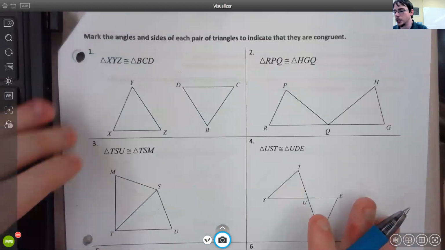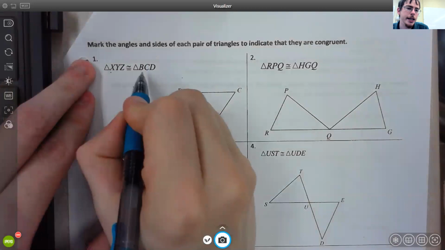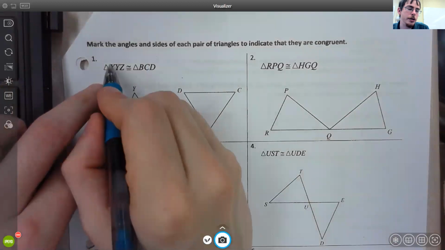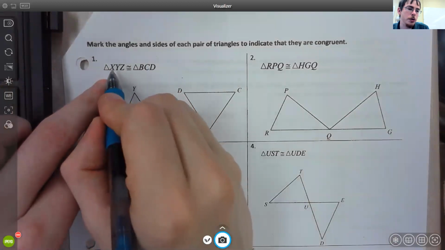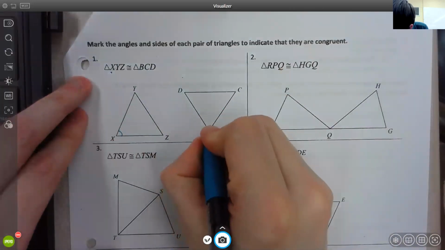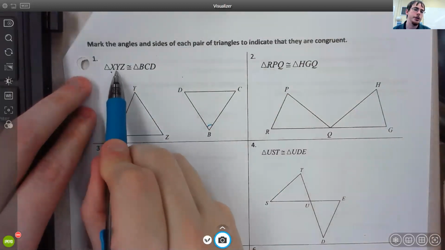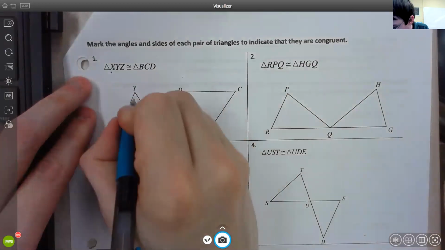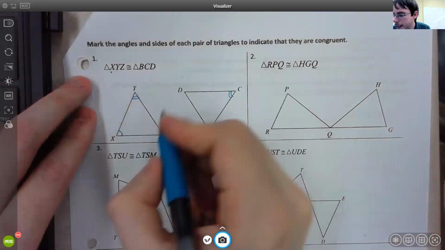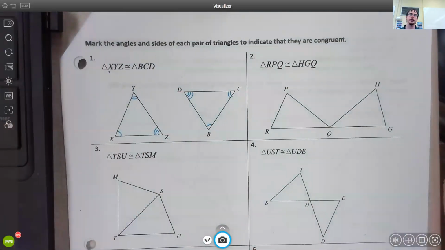And number 1 doesn't have any connections. So if we look here, we have triangle XYZ, and triangle BCD. Well, X is in the first position. What is the corresponding angle to X? Well, the corresponding angle will be in the same position. B is in the first position. So X and B are congruent. Then if we look at Y, Y is in the second position. C is in the second position. So Y and C are congruent. And then that leaves Z and D as the other congruent angles.